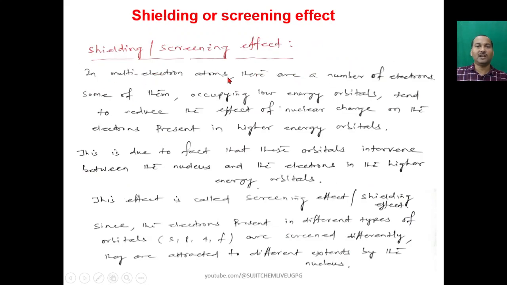So in multi-electron atoms there are a number of electrons. Some of them occupying the low energy orbitals tend to reduce the effect of nuclear charge on the electrons present in higher energy orbitals. So this is due to the fact that these orbitals intervene between the nucleus and the electrons in the higher energy orbitals. So this effect is called screening effect or shielding effect. Since the electrons present in the different types of orbitals like s, p, d or f are screened differently, they are attracted to different extent by the nucleus.